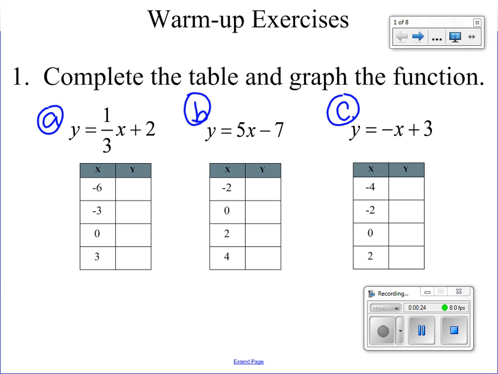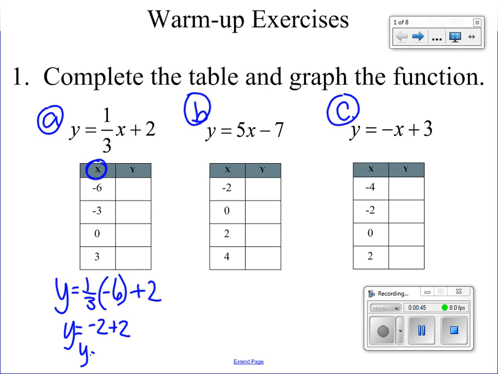For A, we have y equals 1/3 x plus 2. And then instead of x, we're going to plug in the x values here. So my first x value is -6, so I plug in -6. 1/3 times -6 is -2, plus 2, okay, which leaves me with y equals 0. So I plug in 0 for y. Whenever I plot this, my coordinate will be (-6, 0).